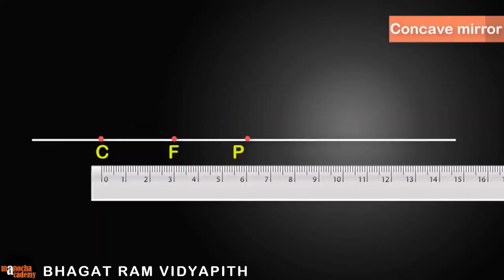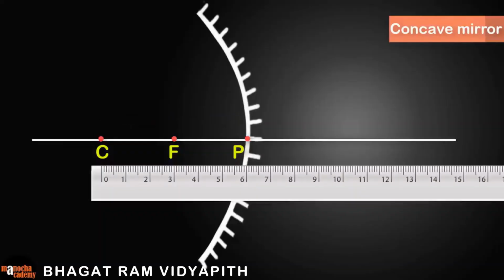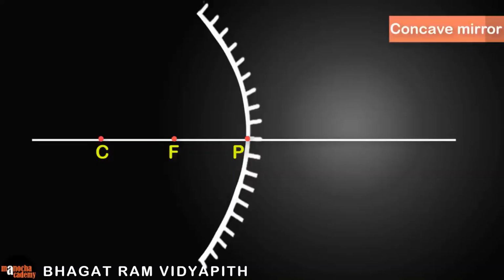Now use your compass to draw an arc for the concave mirror. The compass point should be placed at C, the center of curvature, and the radius of the arc will be CP, which is equal to 6 centimeters in this case. Mark the back side of the mirror with these dashes.